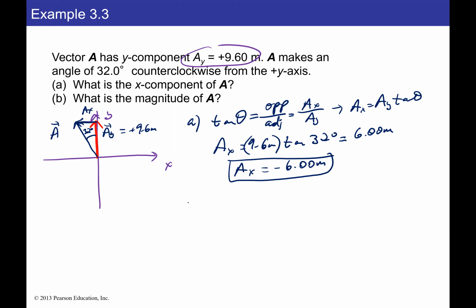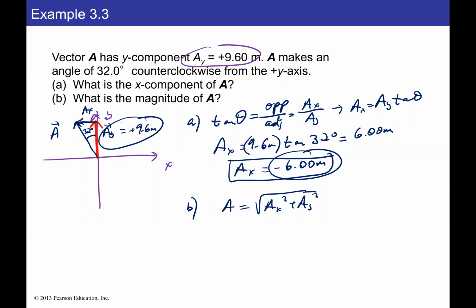All right, let's look at part B. What is the magnitude of A? Now, there are a number of things I can do here. I can say, all right, A is the square root of AX squared plus AY squared. Since I now have AX and I have AY, I can just go ahead and solve this.